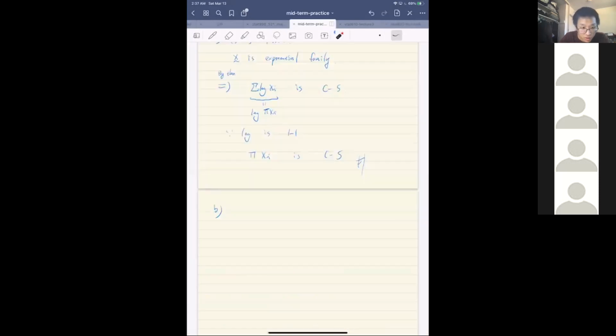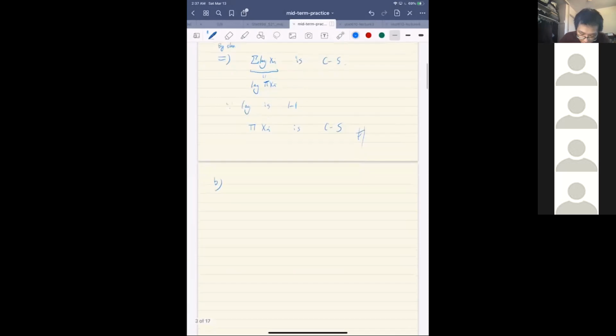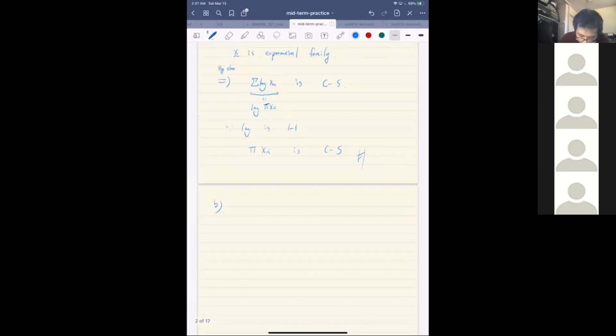So log is a function. This implies it is complete, and because the log is one-to-one, it also makes sure the product xi is sufficient.